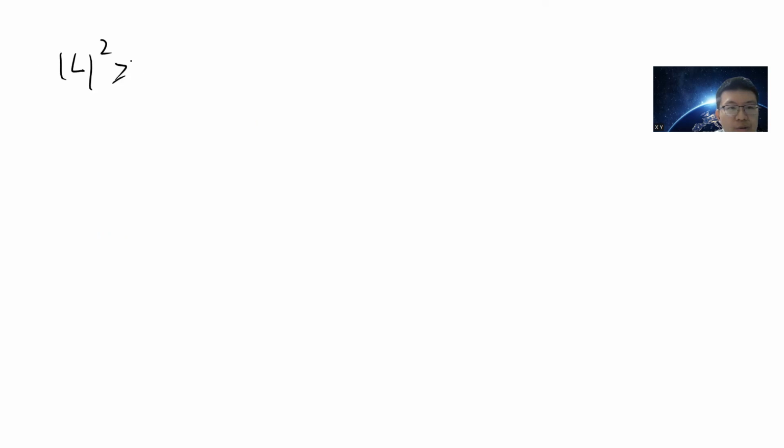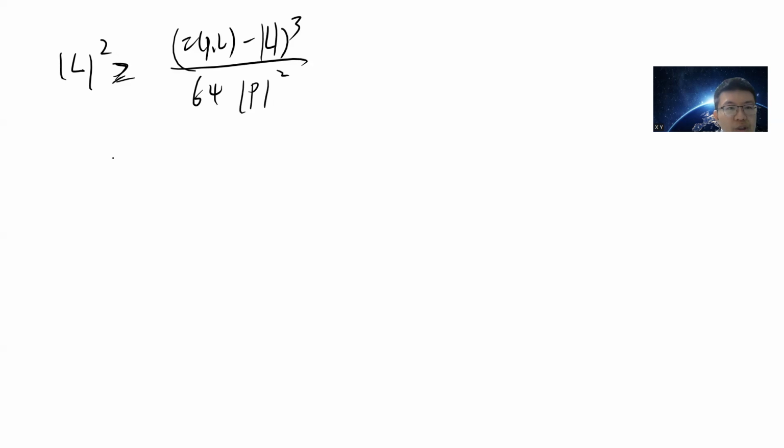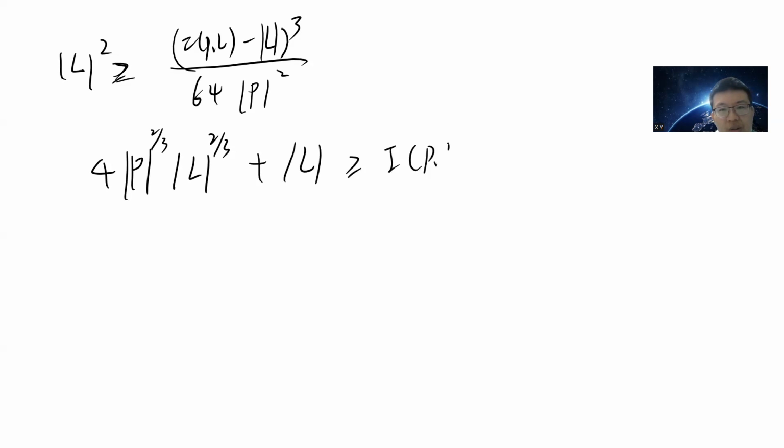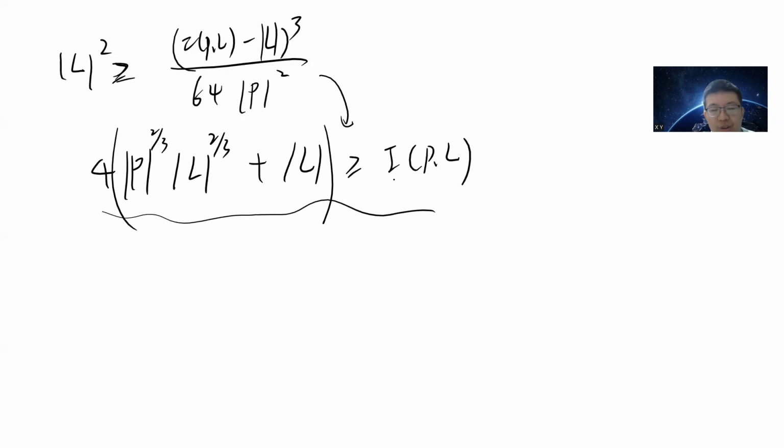Crossing is greater or equal to the IPL minus L cube divided by 64 V squared. Okay. P squared. Okay. So we get 4 P 2 divided by 3 L 2 divided by 3 plus L less or equal to IPL. Okay, I can times 4 here. So you can easily prove this, right? When you write down, there's only L term here, but I can enlarge it by times 4. I can just times 4 here. Okay, so this is the bound.